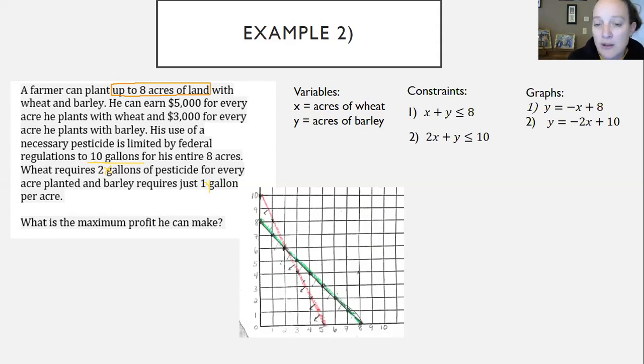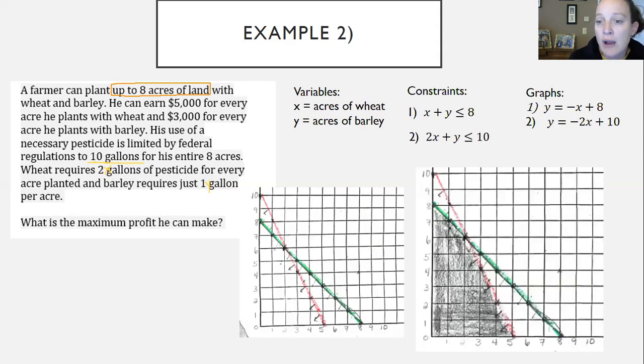Okay, welcome back, Algebra 3. Your final graph should look something like this. So now we have narrowed down an unlimited bunch of possibilities for X and Y, okay, to just this shaded region. Our maximum profit is somewhere in this shaded region. Now, because we're trying to maximize, remember, we're going to look for the corners. So let's head to step 3 and 4.